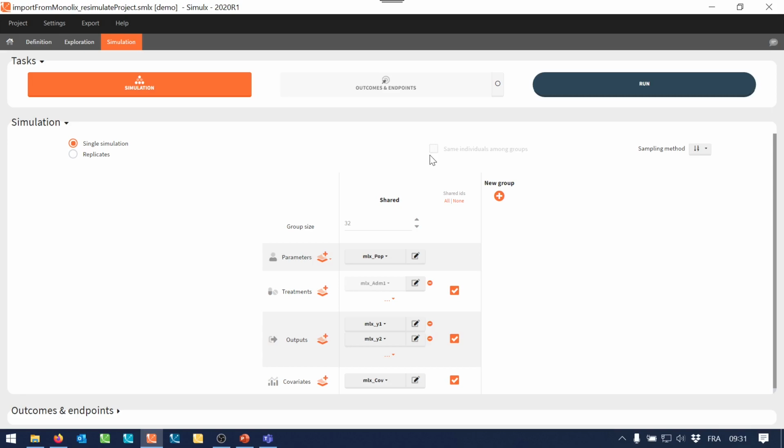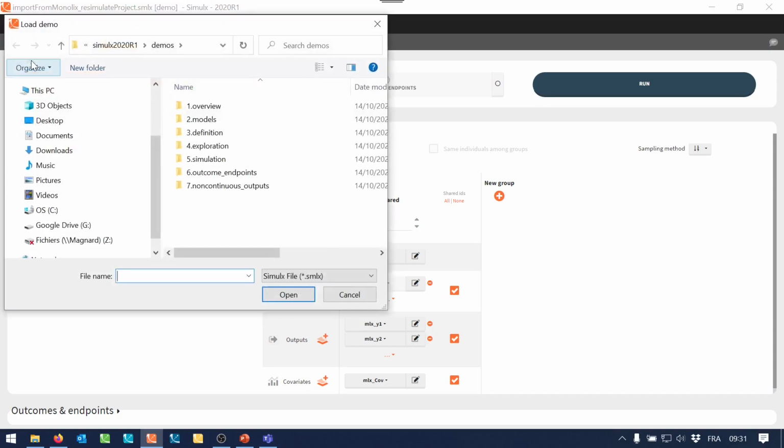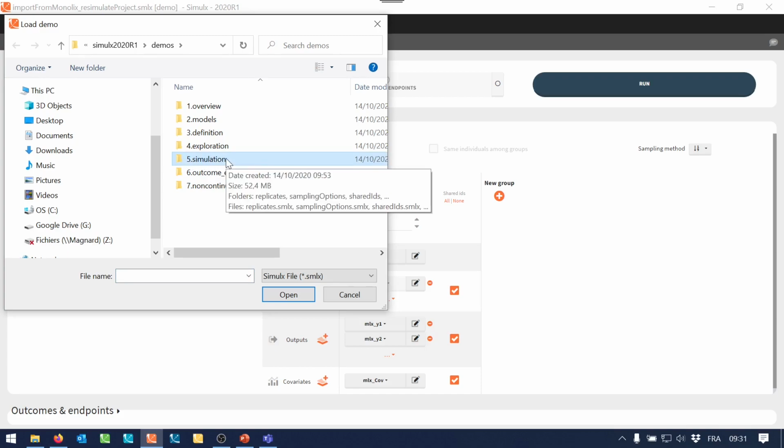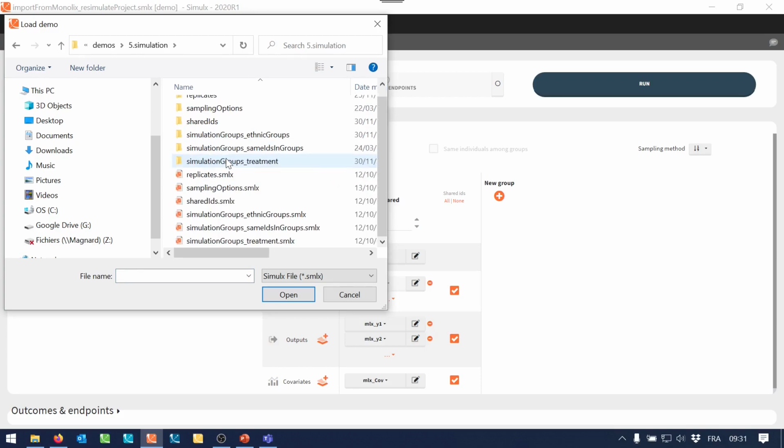To learn about this option, I can load the demo project involving it by clicking on Project, Load Demo. For almost every feature in Simulx, we have an example project showing a case where the feature is relevant. I will probably find the demo project for this option in the folder Simulation because it is an option from the Simulation tab. And here it is. I load the project Simulation Group Same IDs in Groups.